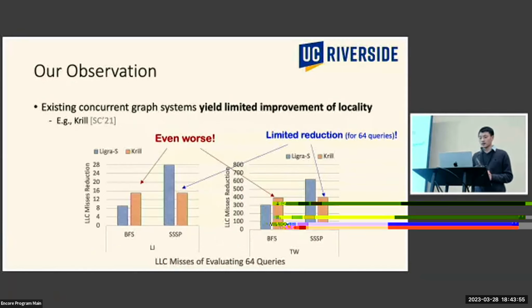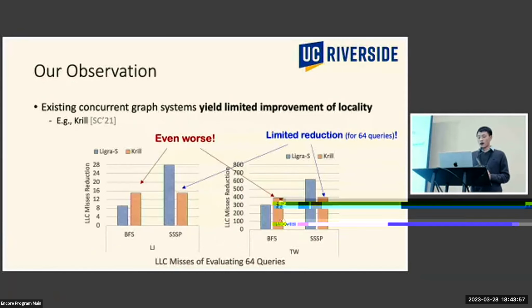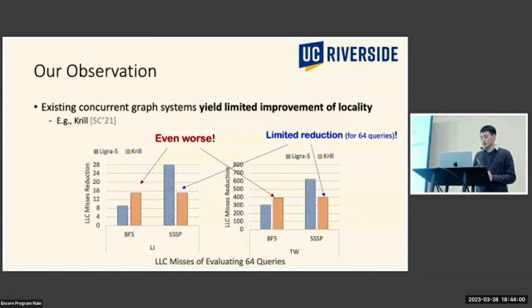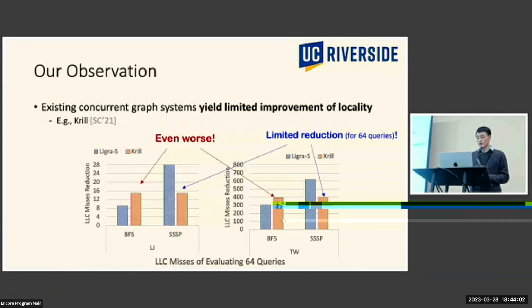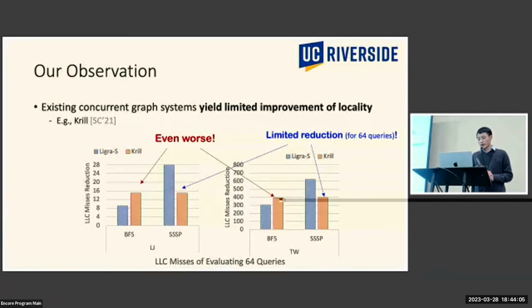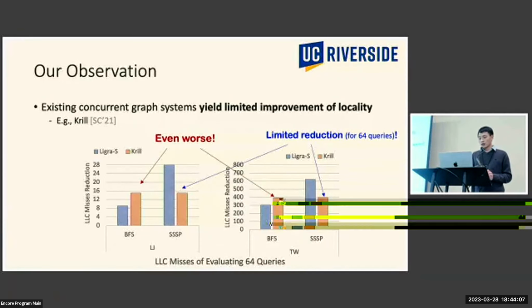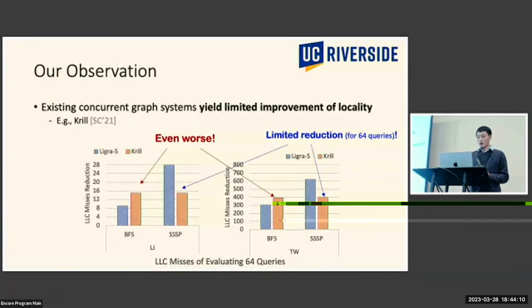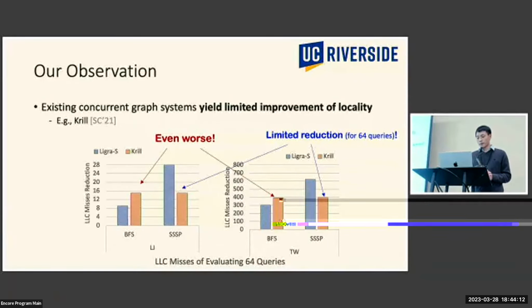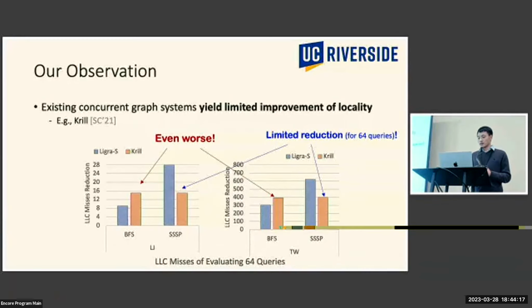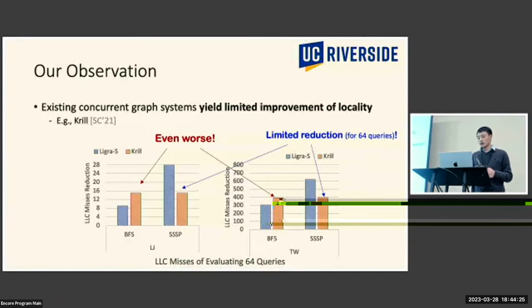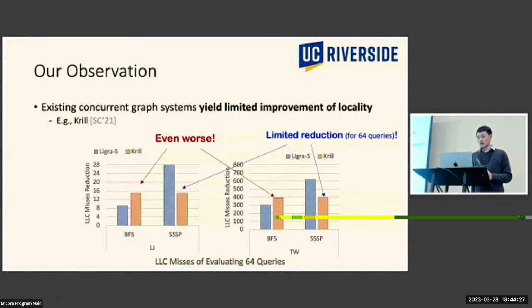Interestingly, we found that this is not necessarily the case. So this figure shows the last level cache misses of evaluating 64 concurrent queries. And we compared a state-of-the-art concurrent graph system called Krill with the sequential evaluation using Ligra. And from the data you can see here, the reduction of the last level cache misses could be relatively limited. And in some cases, actually, the misses can be increased during the concurrent evaluation. So why does this happen?